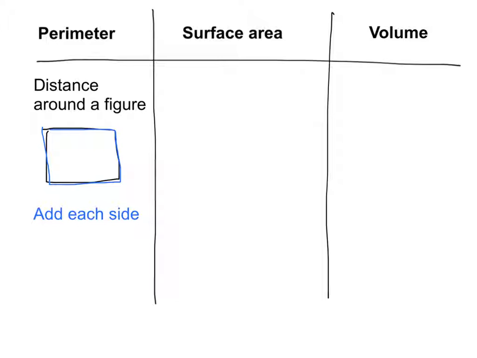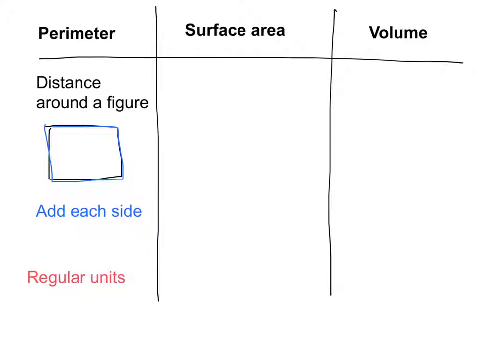What kind of units do we use for perimeter? Do we use square units, regular units, or cubic units? What kind of units do we use? Carmel? Regular units. Good. We use regular units. Great. How would you describe what surface area is then?